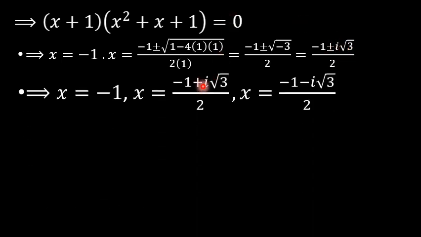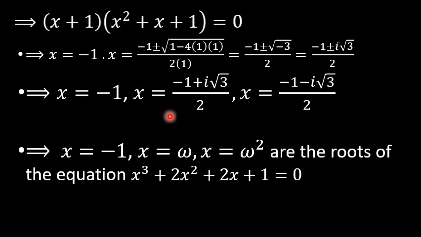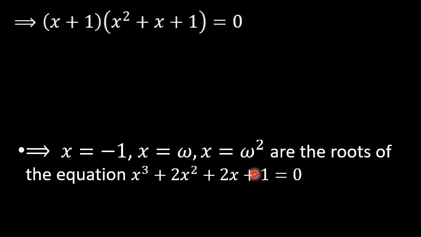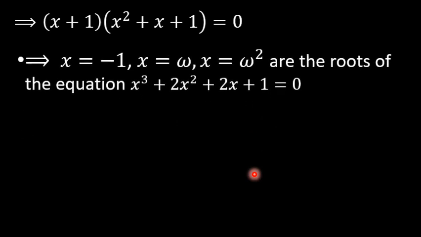We know that minus 1 plus i root 3 by 2 is omega. You can recall this is a cube root of unity. Similarly, minus 1 minus i root 3 divided by 2 is also a cube root of unity, which is omega square. So we have x is equal to minus 1, x is equal to omega, and x is equal to omega square are the roots of the given first cubic equation. Now we have to check whether these three roots satisfy the second equation, so that we will be able to find the common roots.